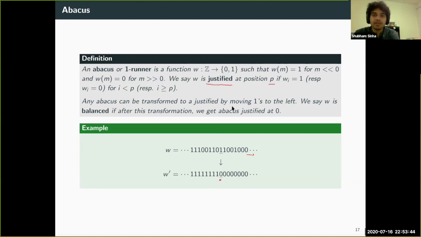An abacus is called balanced if, when you push all the ones to the left, the position of justification is exactly 0. Here, I'm not mentioning all the positions. I'm going to use this underline notation to mark position 0, and then the next will be positions 1, 2, 3, and so on, and negative 1 on the left.